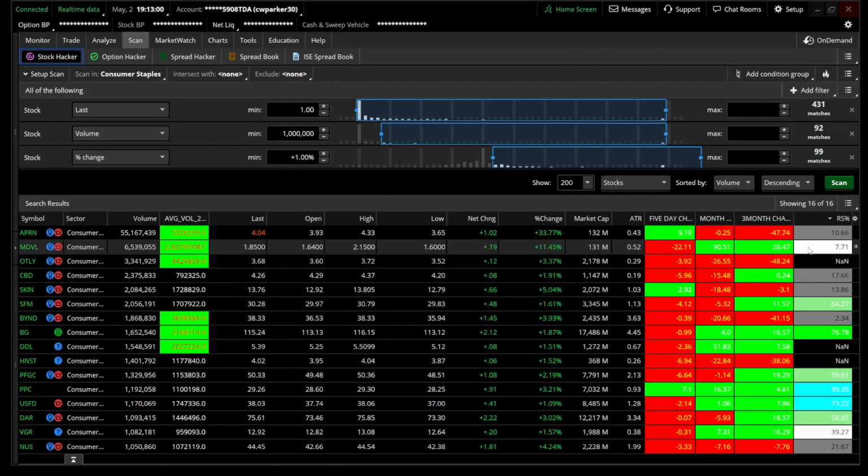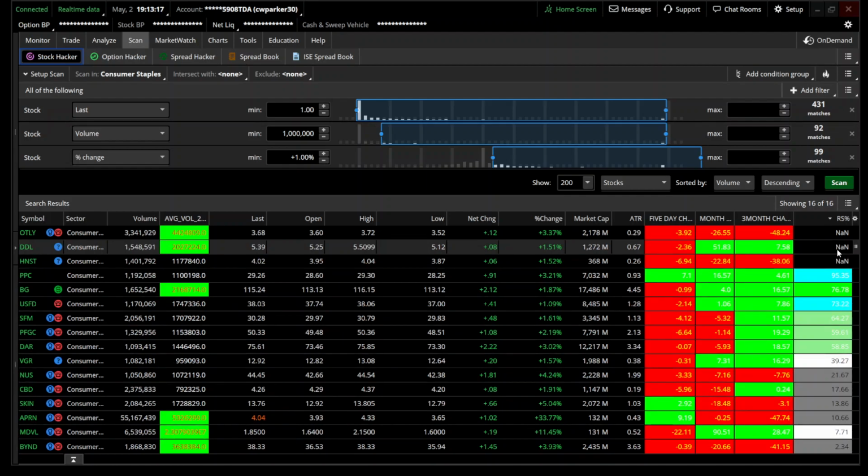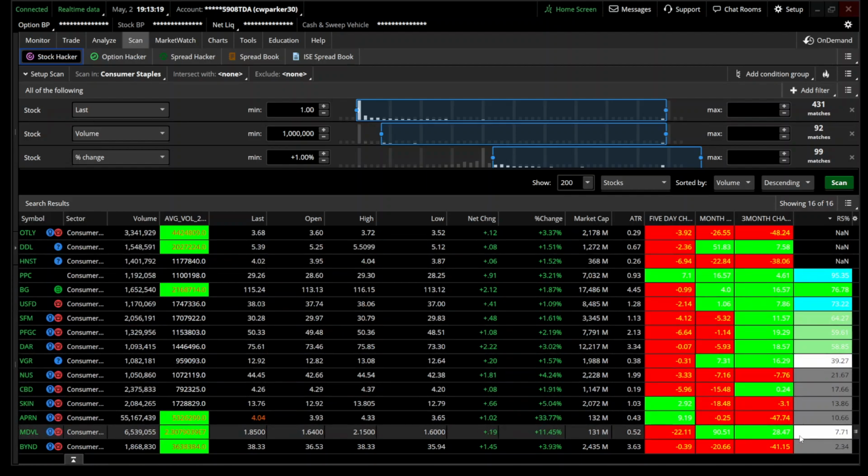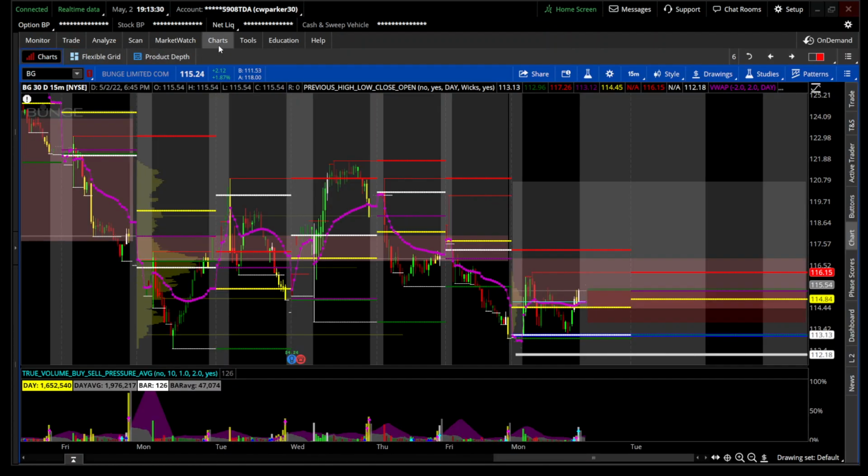MDVL, is that Marvel? MDVL. If you don't remember my last video, the only reason why I'm looking at this one is because it's white. The white ones in the RS, even though it's very low, it's oversold. It's oversold, but the 5 day is above the 20. The 5 day moving average is above the 21 moving average. So MDVL could present an opportunity.